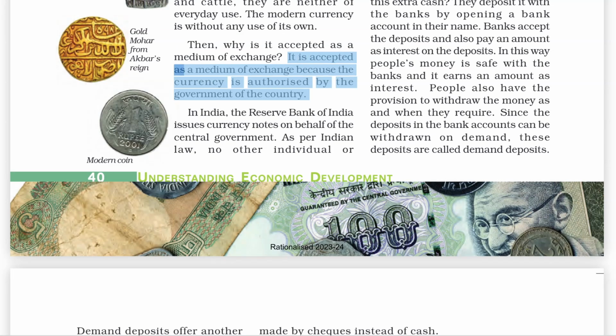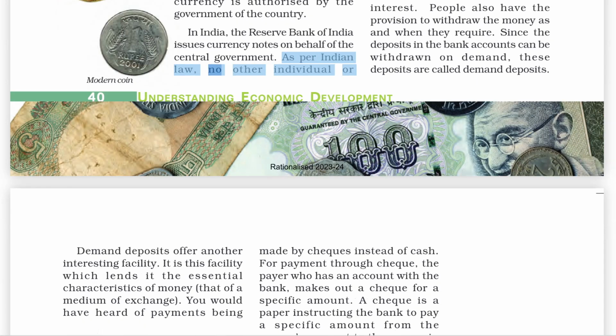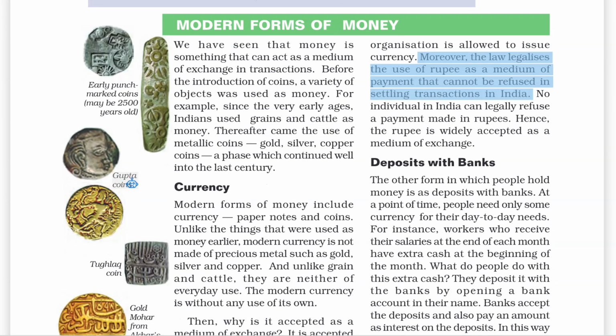It is accepted as a medium of exchange because the currency is authorized by the government of the country. In India, the Reserve Bank of India issues currency notes on behalf of the central government. As per Indian law, no other individual or organization is allowed to issue currency. Moreover, the law legalizes the use of rupee as a medium of payment that cannot be refused in settling transactions in India.